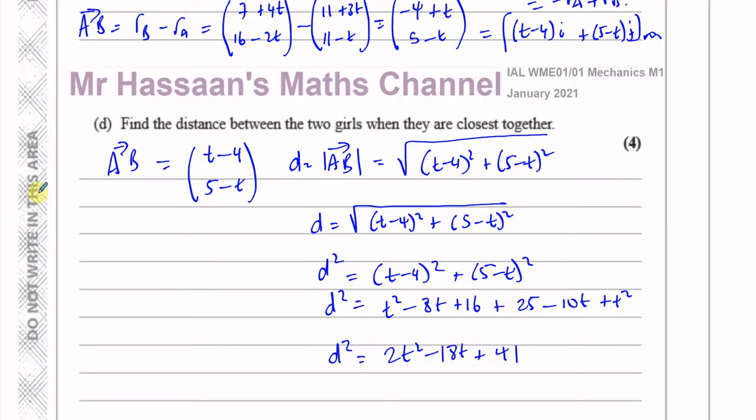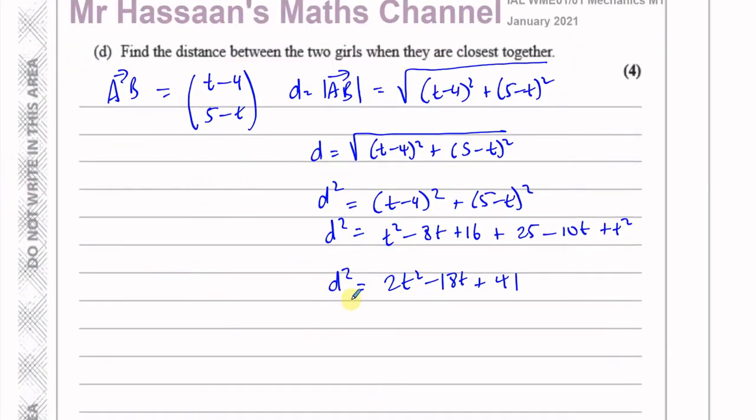Now we have this expression for the square of the distance between these two points. Of course, if the square of the distance between the two points is the smallest it can be, that will be at the same value of t. Because at that same time, the actual distance will also be as small as possible.